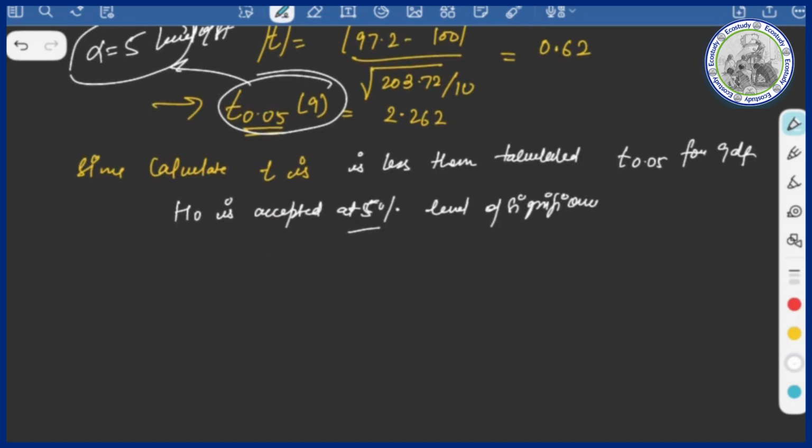Since the level of significance is given in the question, for example, if it is 1% level of significance, then its value will be different. For 10% level of significance, it will also be different.